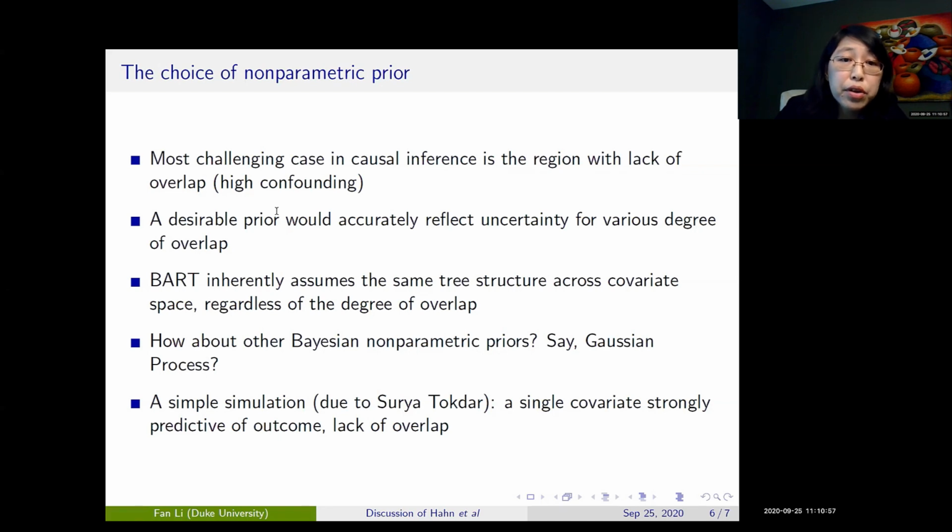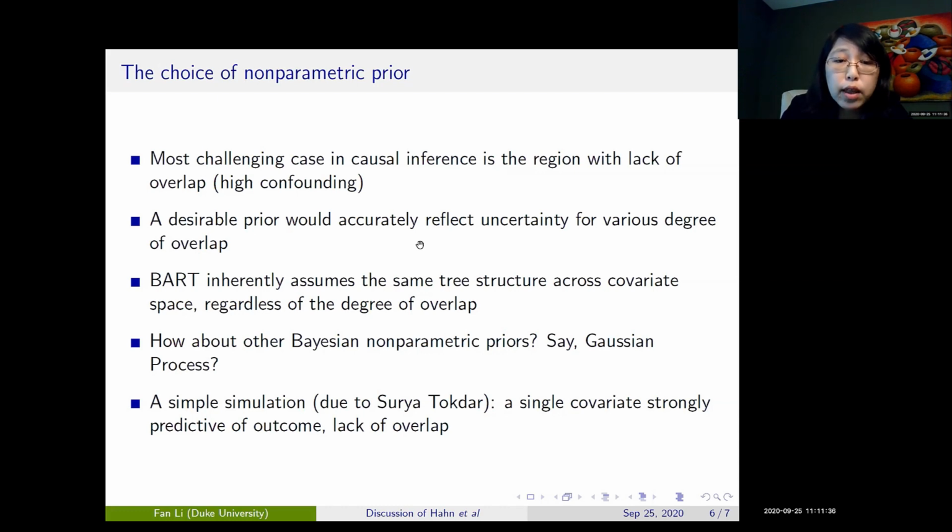In causal inference, in most practical observational studies, the biggest challenge is how to do inference in the region with lack of overlap. This is, in their terminology, high confounding. So you would imagine that a desirable prior would accurately capture uncertainty according to the degree of overlap. We know the BART tree structure is really a step function. So inherently, it's assuming the same tree structure, step function across the covariate space, regardless of the degree of overlap.